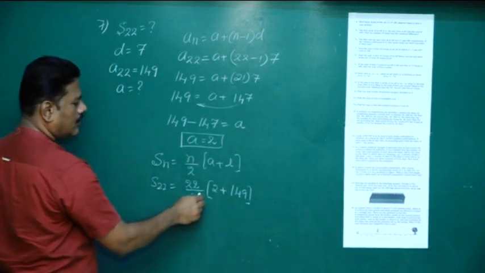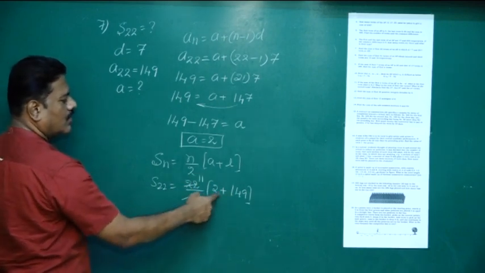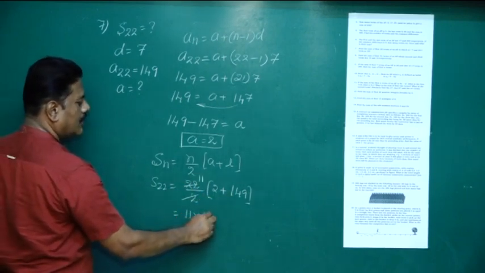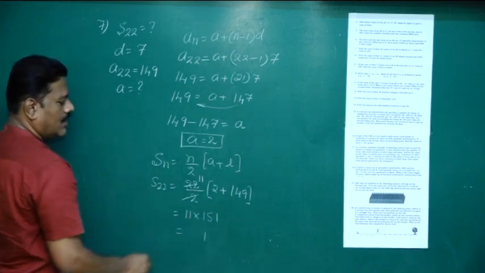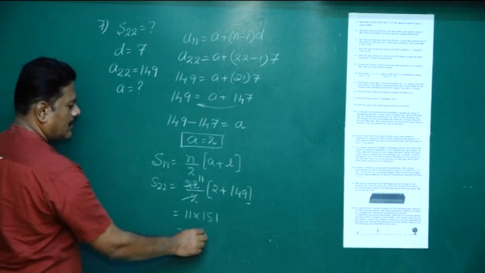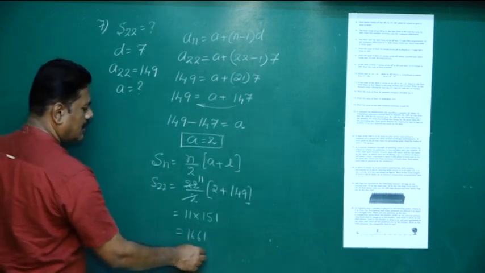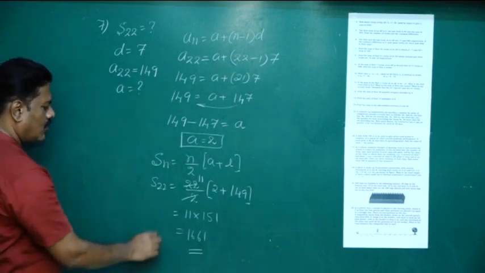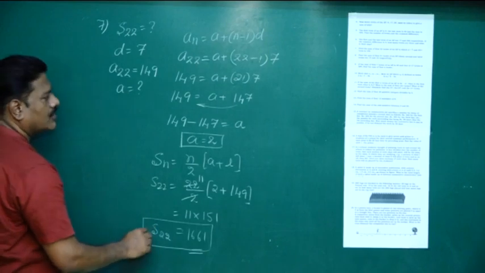149. From 2 it goes 11 times. So 11, what is 149 plus 2? It is 151. Multiply now, 11 ones are 11, 1 carry. 11 5s are 55 plus 1 is 56, 5 carry, 11 ones are 11 plus 5 is 16. So this is the sum of the first 22 terms of the given arithmetic progression.